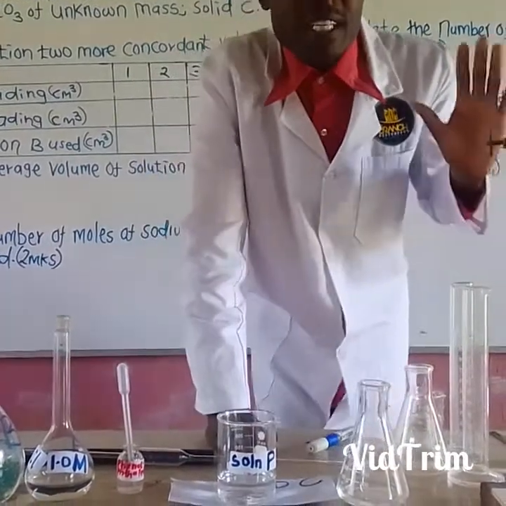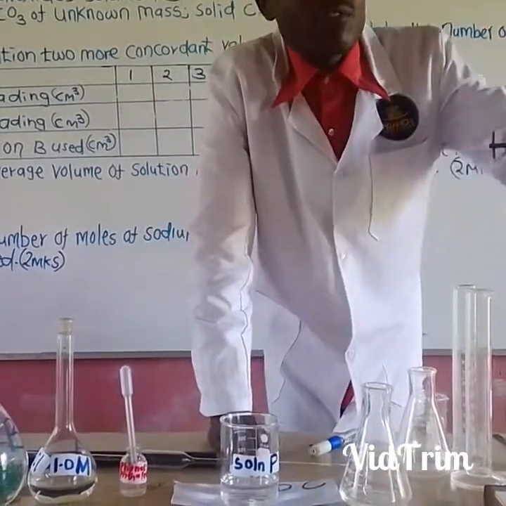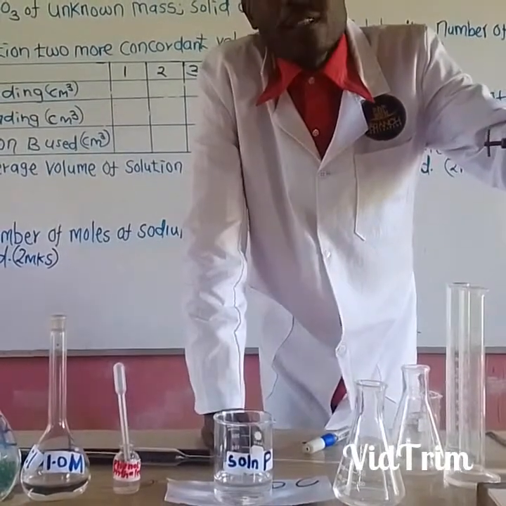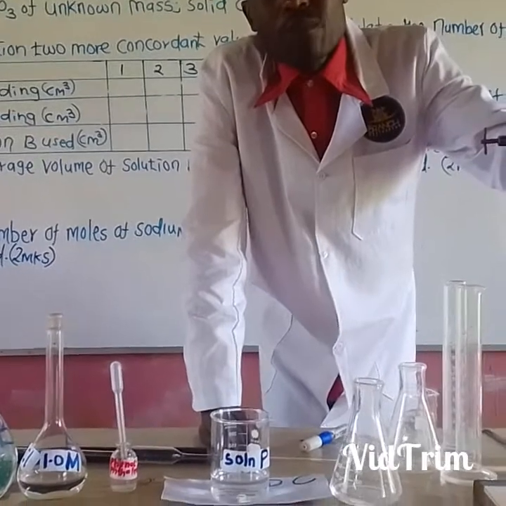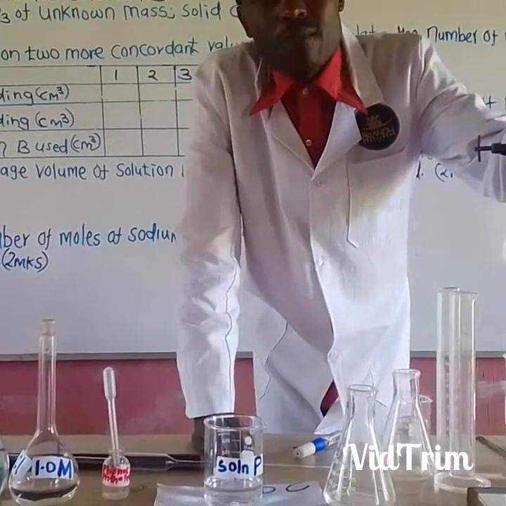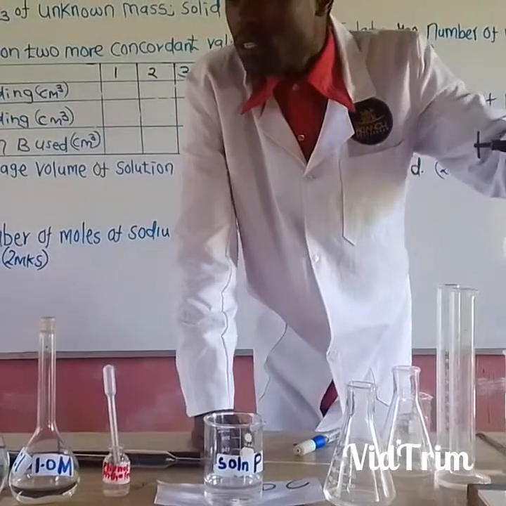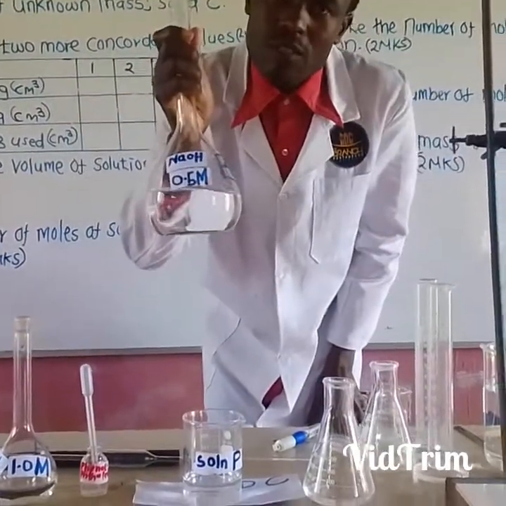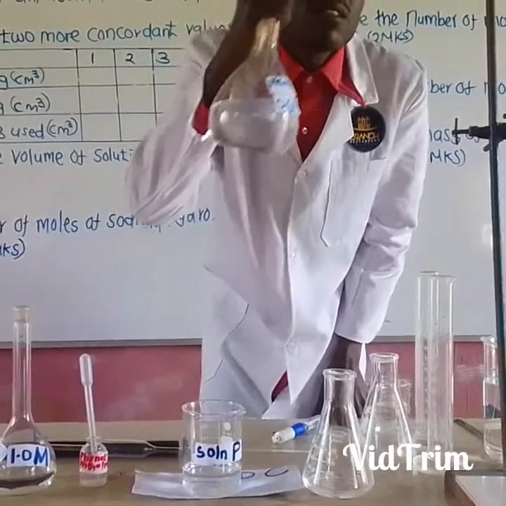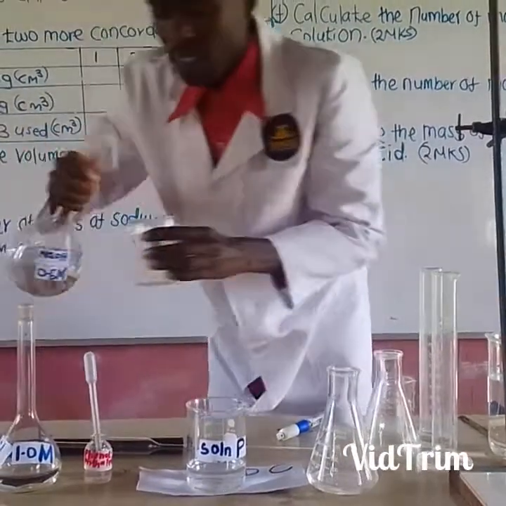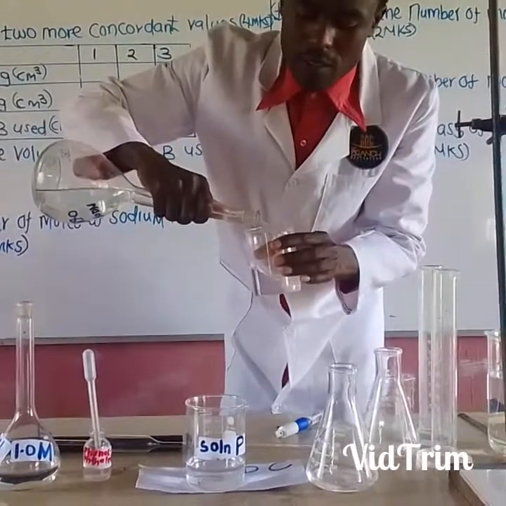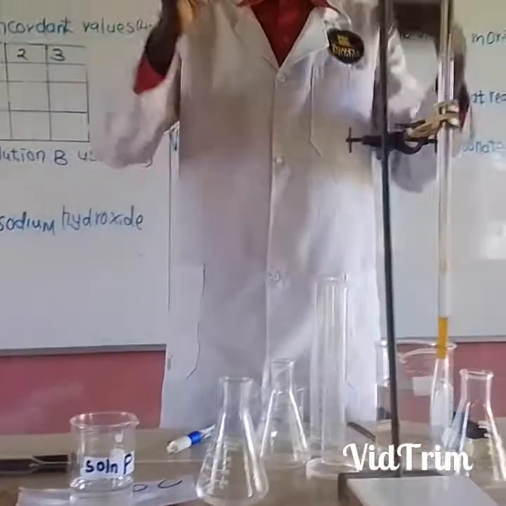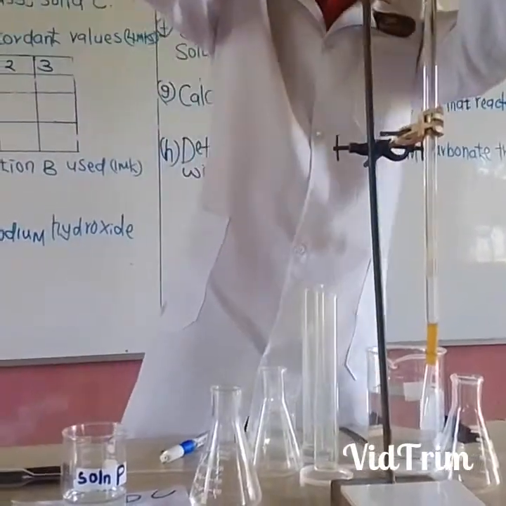Then thereafter, the next procedure, I now fill the burette with solution B, which is 0.5 molar sodium hydroxide. Is it okay? So this is a sodium hydroxide solution. So this one I fill inside the burette. So I take my sodium hydroxide solution, then I fill the burette. Let us go.